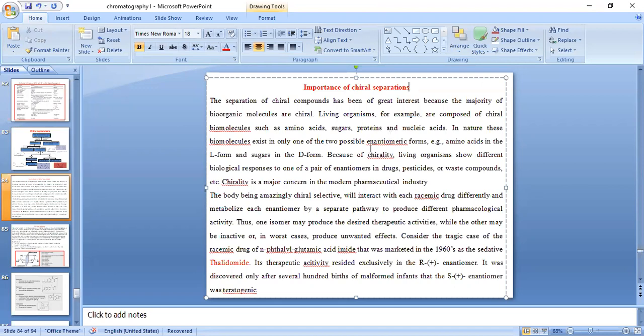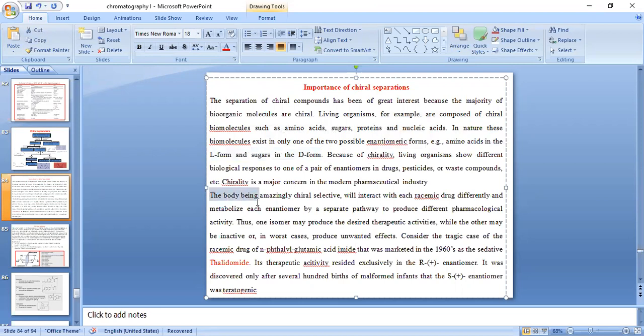Now, why we are so focused on chiral separation is because the living system is composed of biomolecules such as amino acids, sugars, proteins, and nucleic acids. And these biomolecules exist in only one of the two enantiomeric forms. For example, the amino acids that you have are in the L form and the sugars are in the D form. So it is imperative for us to find out whether we are giving the body an R isomer or an S isomer, because they will behave differently when they enter the body.